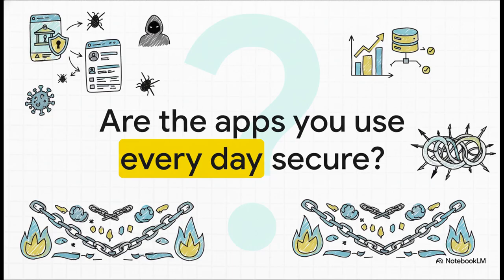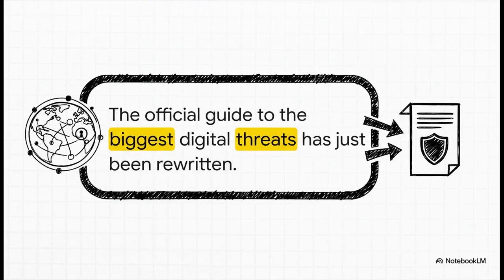It sounds like a simple question, right? But the answer is, well, incredibly complex. From your banking app to your social media, every single thing you touch is in this constant fight against digital threats. And that is why this is such a huge deal. The global playbook that developers and companies literally use to figure out which threats to tackle first has just been rewritten from the ground up.